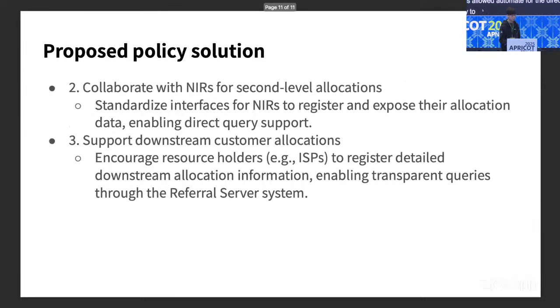Thank you. Oh, sorry, there is a last point slide. So, collaborate with the NIR for the second-level allocations. As I mentioned, there is some data that is missing, so APNIC can try to collaborate with the NIR to make sure every piece of data is correct. And the third one is to support downstream customer allocation, which means the ISPs might be able to maintain their own WHOIS database and not use the APNIC API. All right, that's all. Thank you.